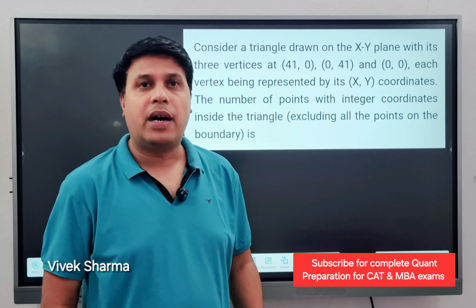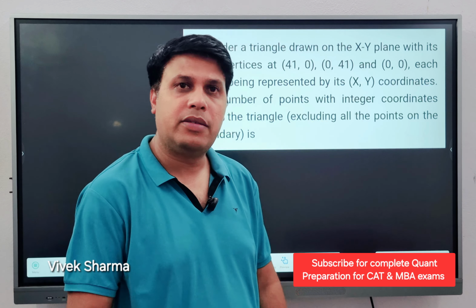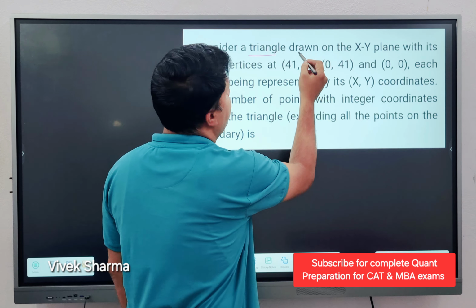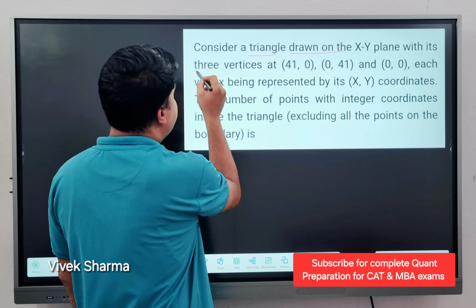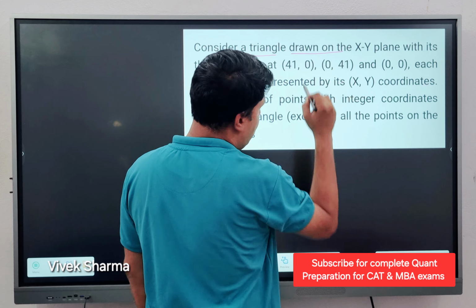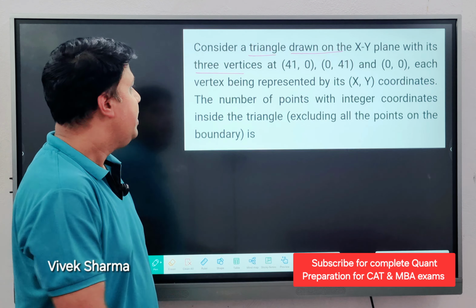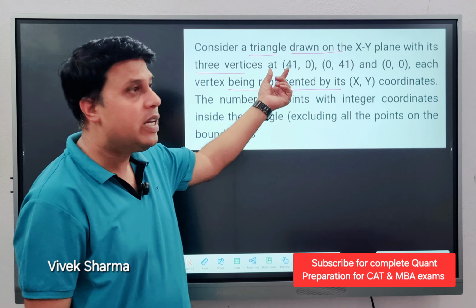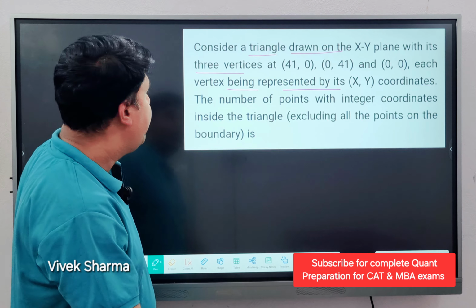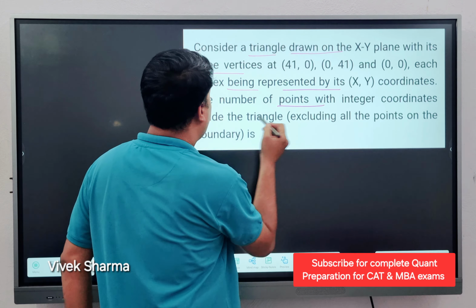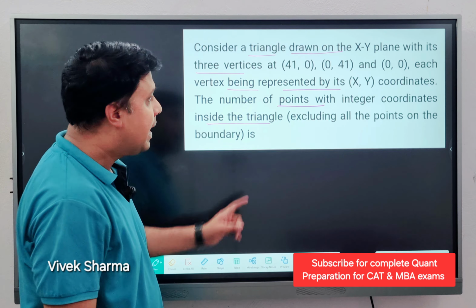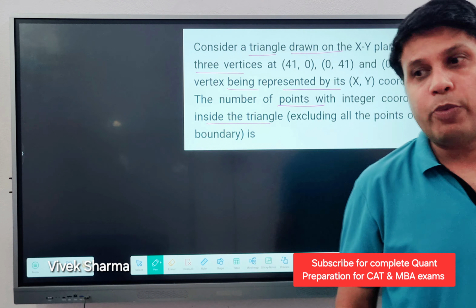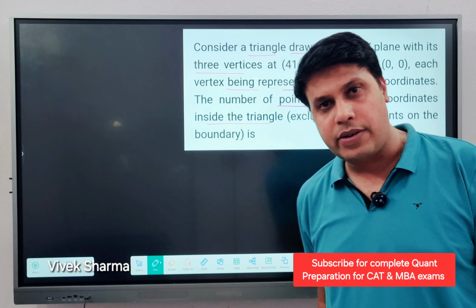This question was asked in the CAT exam, and first of all let's read the question. There is a triangle drawn on the xy plane with the vertices (41, 0), (0, 41) and (0, 0), each vertex being represented by (x, y), meaning the first value is x and the second value is y. We have to find the number of points with integer coordinates inside the triangle, excluding all the points on the boundary. So we have to find the number of integer points lying inside the triangle, right?